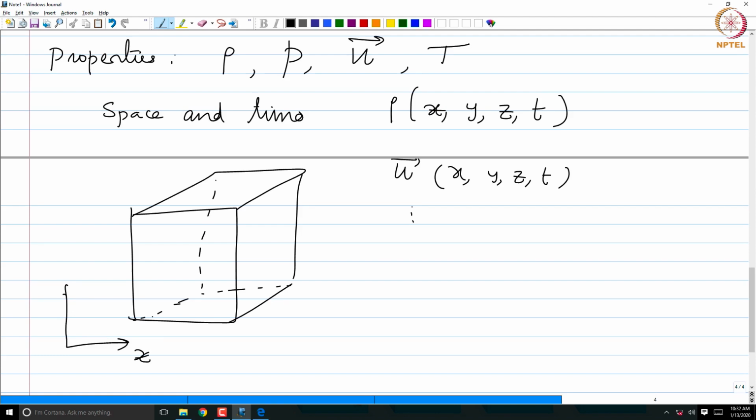So we have x-axis, y-axis, and z-axis. When we say x, y, z, we are looking at the centroid of this fluid element, okay? Now this is an infinitesimal fluid element with dimensions delta x, delta y, and delta z in all three directions, okay? Now this is very small, or an infinitesimal fluid element.